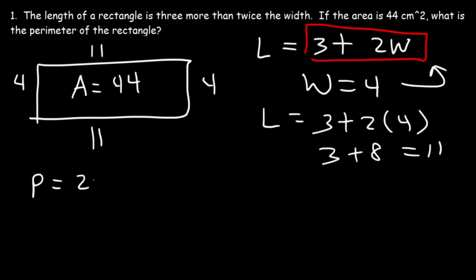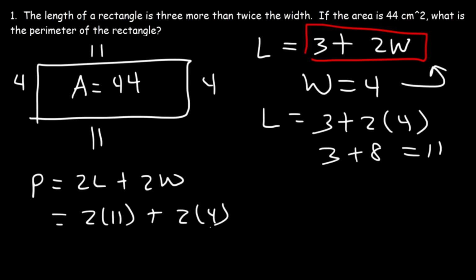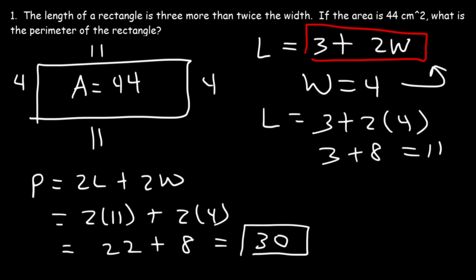Now we can find the perimeter. The perimeter is 2L plus 2W. So that's 2 times 11 plus 2 times 4. And so that's 22 plus 8, which is 30. So that's the answer to this particular problem. That's the perimeter of the rectangle.